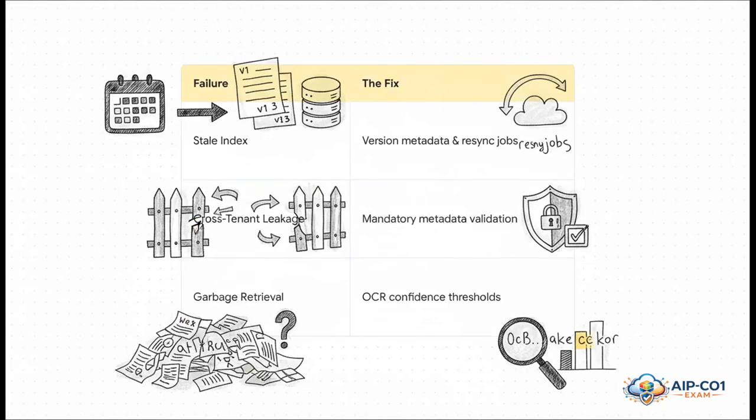And seriously, this slide is pure gold. These are the real-world problems you will face. Your index is going to get stale. The fix is to version your documents. You might have a cross-tenant leak. The fix is to make metadata validation mandatory in the pipeline. You're going to get garbage results from bad OCR. The fix is to add quality checks and confidence scores.